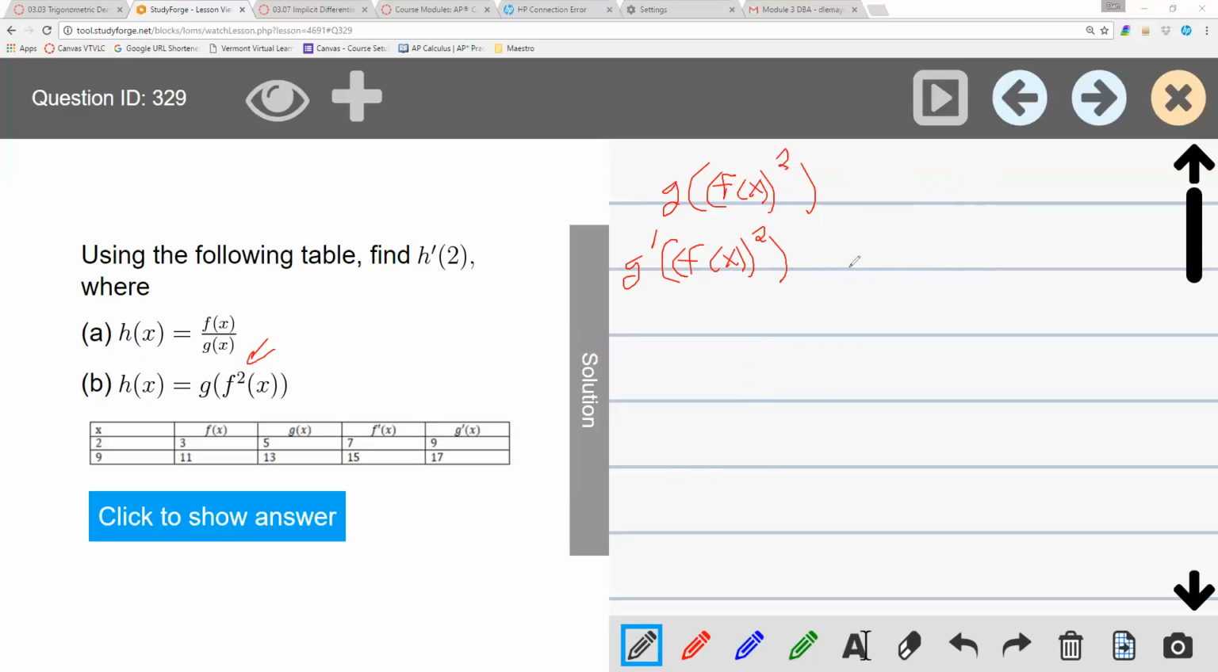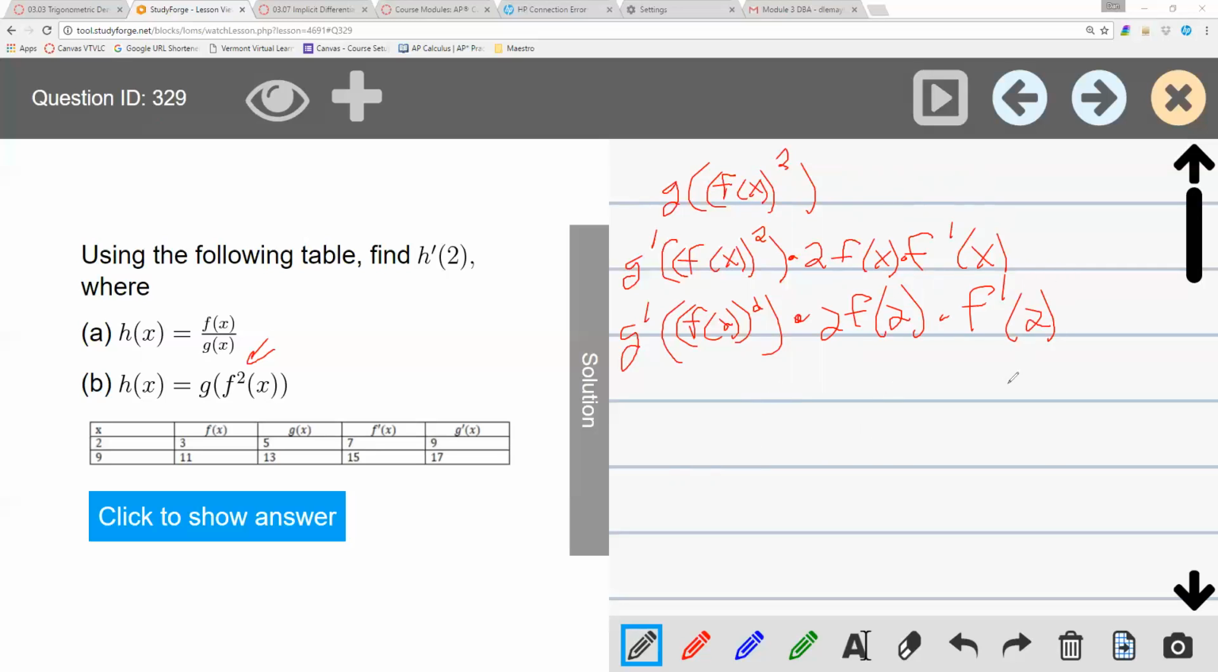Now, the first inside function is the square. So I'm going to bring the 2 down in front, just apply the power rule. 2 times the derivative of that first inside, which is just f of x. And now I'm going to apply the chain rule one last time, which is this f prime of x. So that's the derivative of that mess. And what we've got going on here is a bunch of products. And we're asked to evaluate at 2 again. So let's replace all my x's with 2's. Times 2 times f of 2 times f prime of 2.